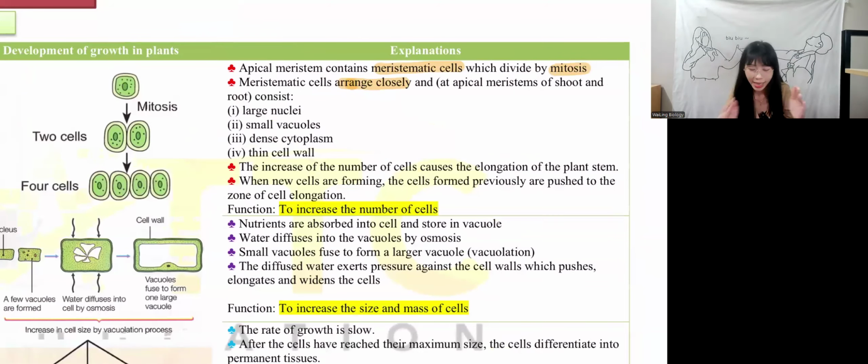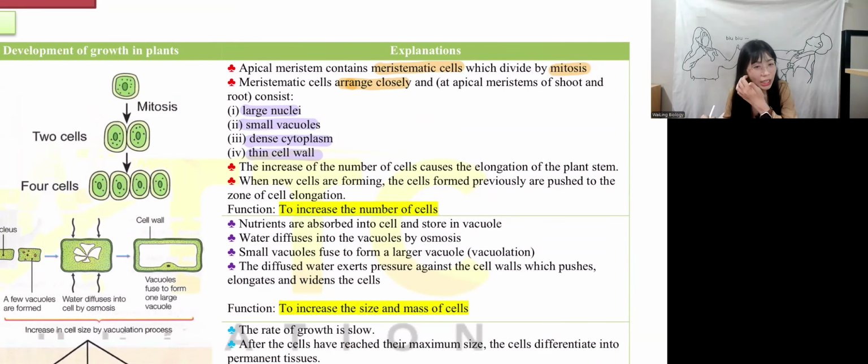Arranged very closely. The characteristics are large nuclei, small vacuole, dense cytoplasm, thin cell wall. Very big nucleus. Okay, why is it a very big nucleus? Maybe the cell is very small. That's why it looks like the nucleus is very big. The vacuole is so small that it's just a dot right now. It's the dot that you can see, called a small vacuole. Dense cytoplasm means the cytoplasm is just very dense, okay? And then we have a thin cell wall.